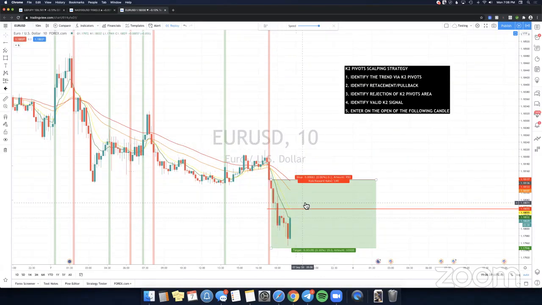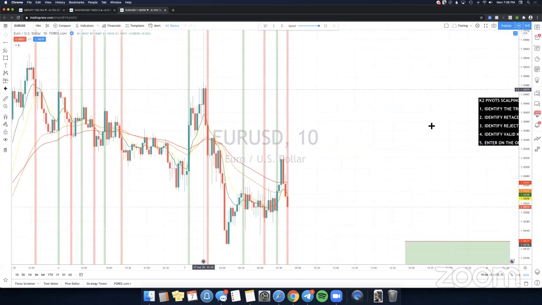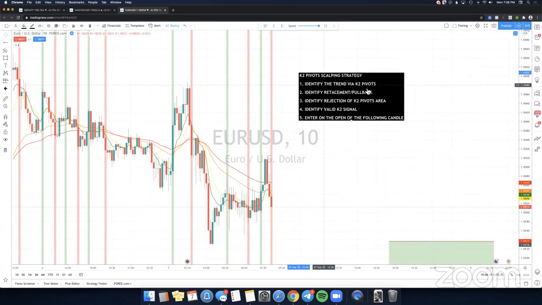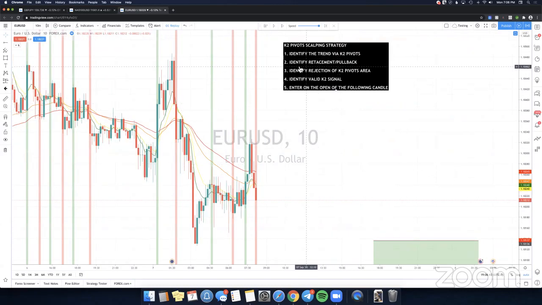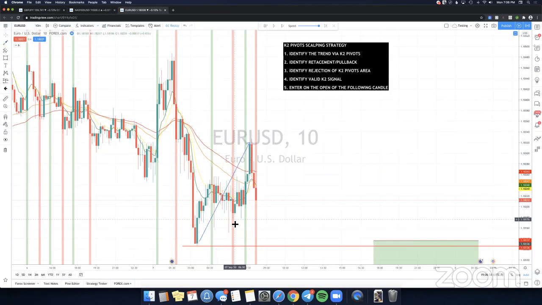But yeah, so this is one entry right here. Another, we could go back to this scalp entry right here as well. Same situation again. So we're going to identify the trend. Obviously, price is trending down. Next, you want to identify a retracement pullback. So obviously, right here, price was coming down, and once it hit this low right here, it retraced up. So this is the retracement right here.